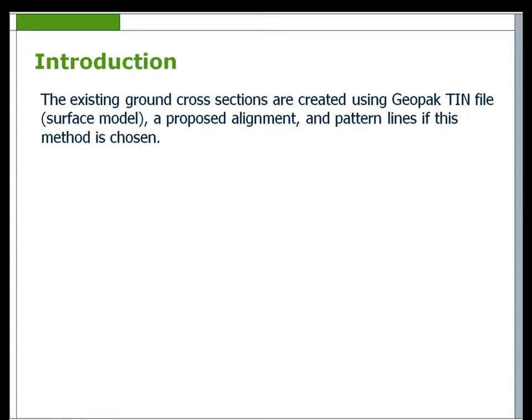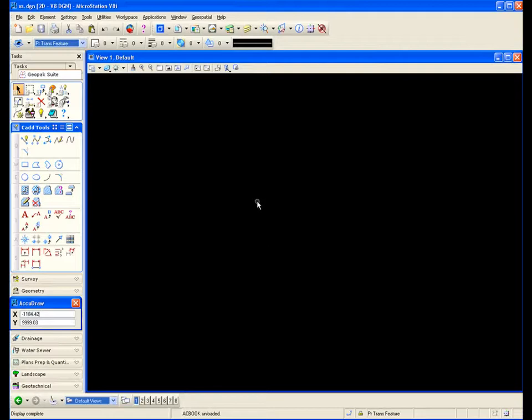The existing ground cross-sections are created using a Geopak TIN file or the surface model, a proposed alignment, and pattern lines if this particular method is chosen. So let's go into a MicroStation file and look at the creation of existing ground cross-sections.